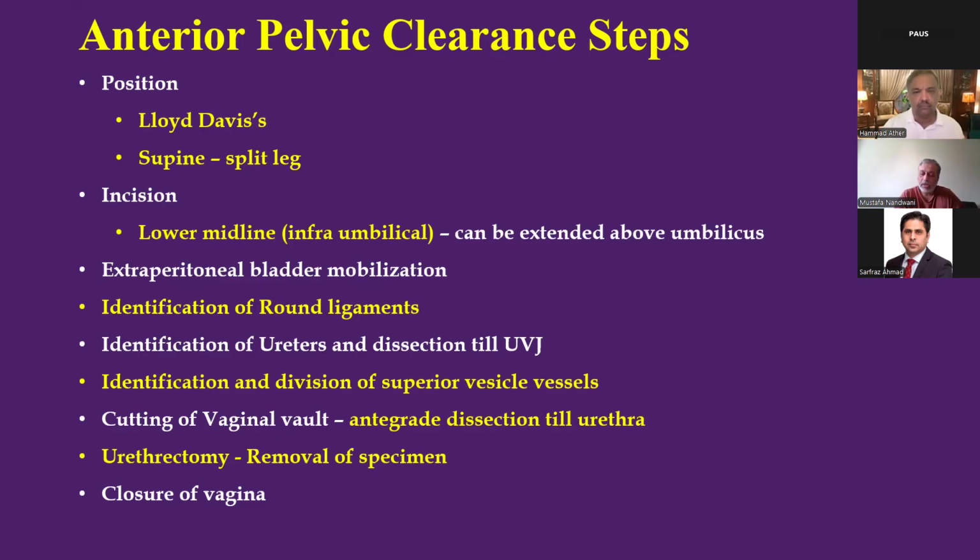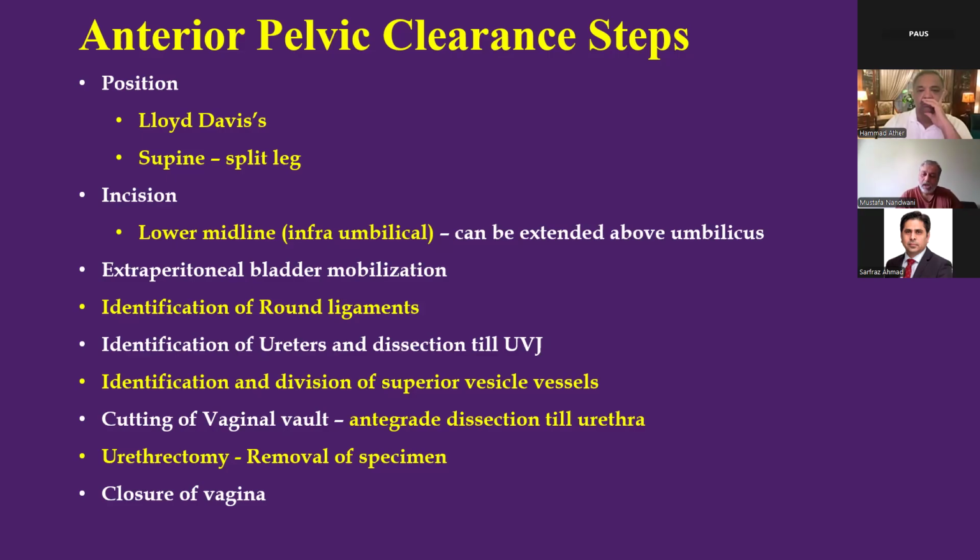Next is identification of the round ligaments, the counterpart of the vas deferens, and identification of the ureters and dissection up to the UVJ. In the male it is more straightforward, but in the females the ureterovesical junction bends slightly posteriorly and laterally. So it needs to be lifted up properly when you do the vaginal dissection or the vaginal cutting, so that you don't leave the ureterovesical junction behind. Then identification of the superior vesical vessels, where you will find slightly more branches going to the uterine and paravaginal vessels as well, then cutting of the vaginal wall, and then continuing as an antegrade dissection down to the urethra.